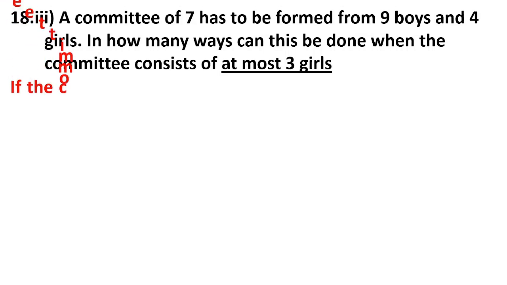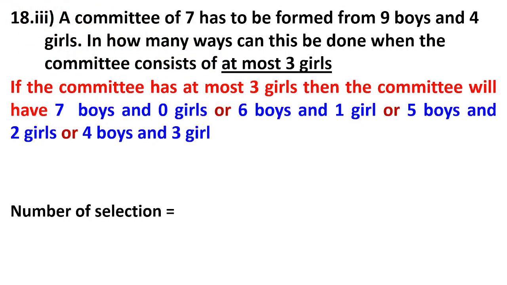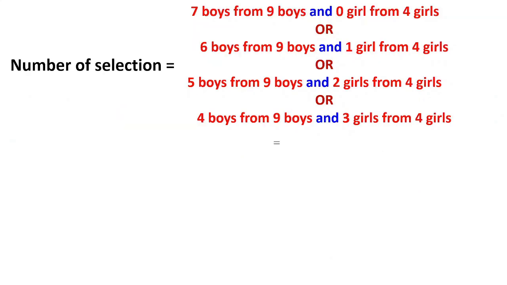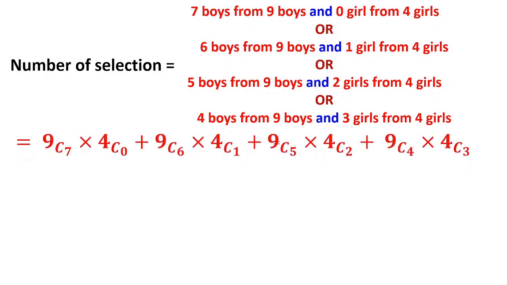At most means you have to start with 7 boys and 0 girls, then 6 boys and 1 girl, 5 boys and 2 girls, 4 boys and 3 girls. That is the meaning of at most. Start from 0, go to 3. Now these are the values which you have to be very careful with.